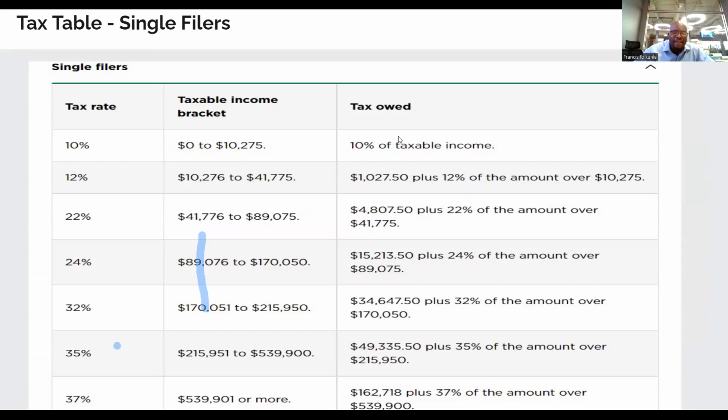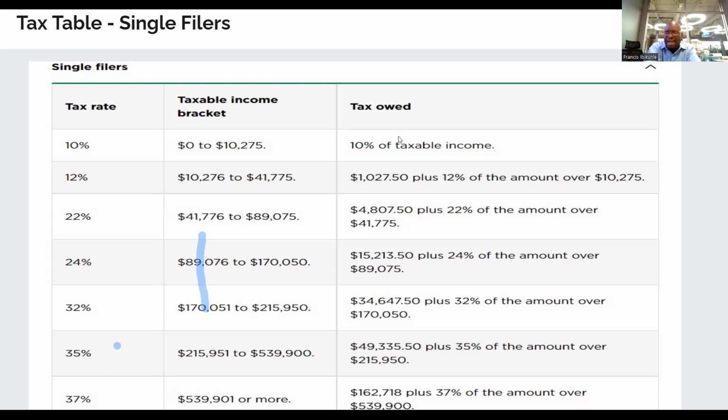So if he were to be single, this is the tax table that we're going to use, and he makes $86,000. Following this table, Mr. Green is going to fall in the 22% tax rate.